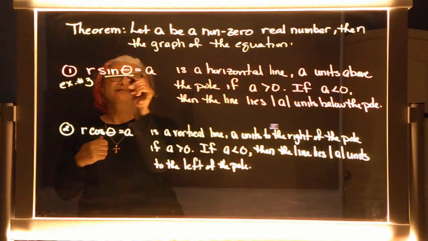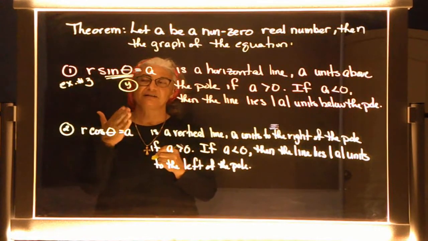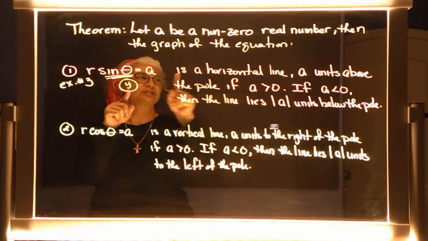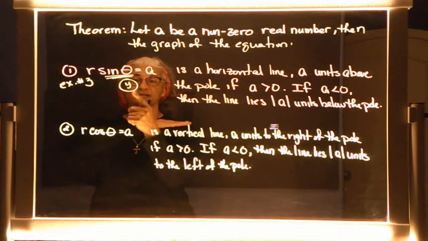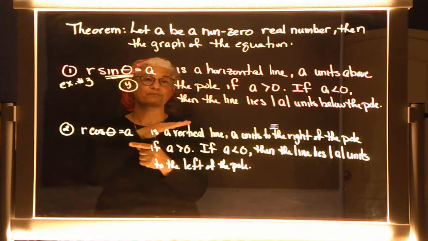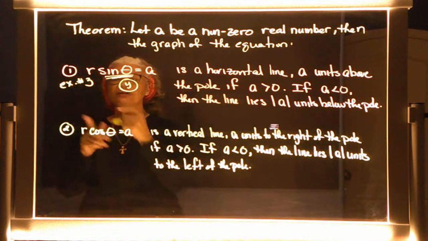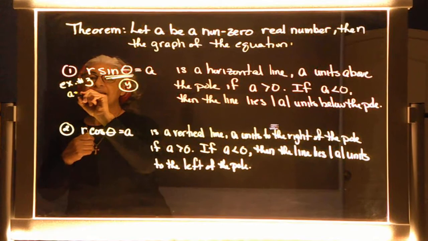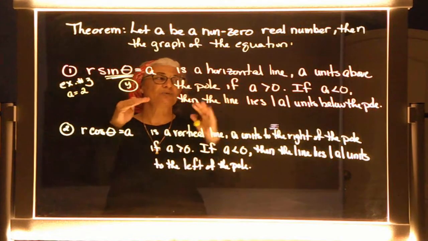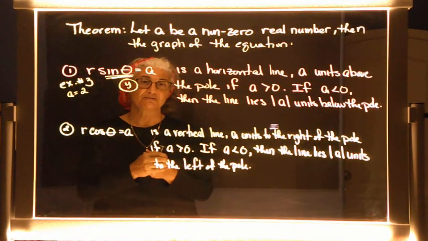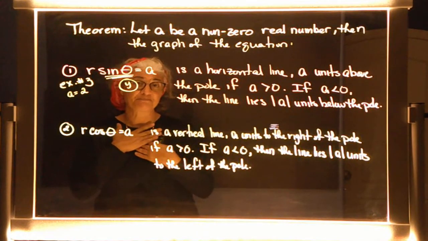Okay, so horizontal lines go like this, and they cut through the y-axis, don't they? Well, think about it. Sine represents y, doesn't it? So check it out. This type of equation is a horizontal line, because it cuts through the y-axis. Sine represents y. And it's a units above the pole if a is greater than 0. In our example, we had a equaling 2 in example number 3, didn't we? Well, didn't we get a horizontal line 2 units above the pole? Excellent. So this is backing up the work that we've done, right?